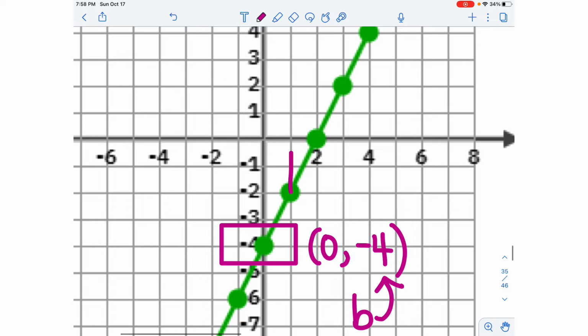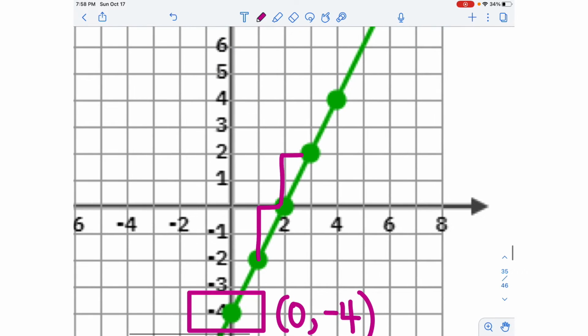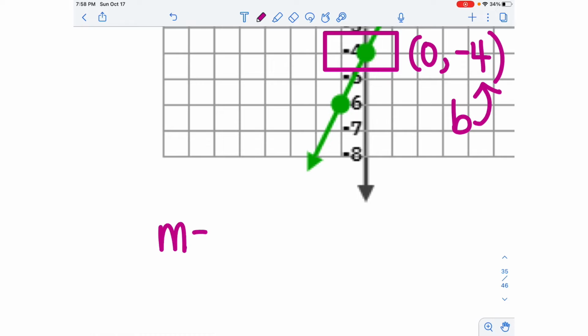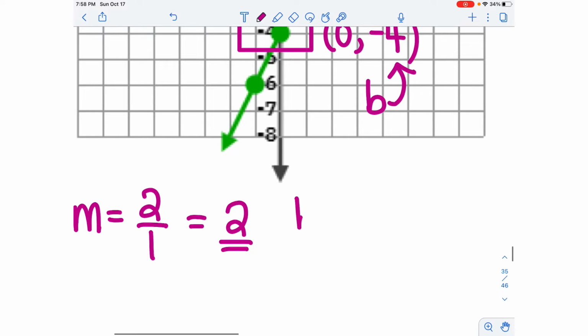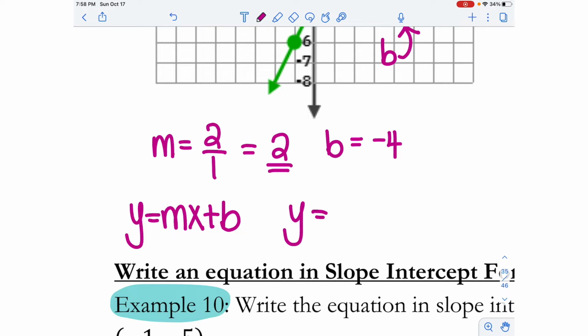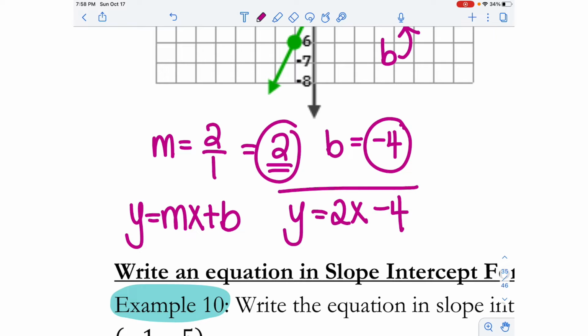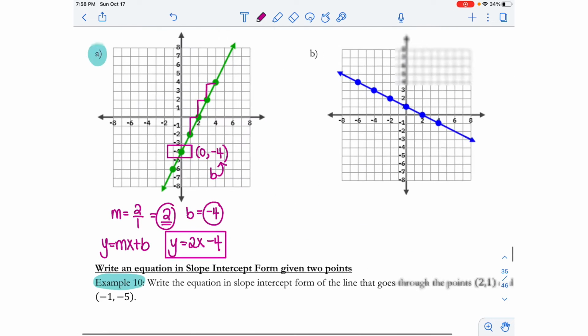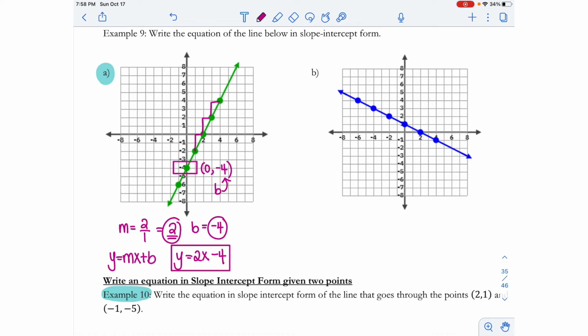And what's the slope? Up 2, right 1, up 2, right 1, up 2, right 1. So the slope is 2 over 1, which is just 2. The y-intercept is negative 4. And if I plug right into the formula, I get y equals, m is 2, 2x, b is negative 4. That's the answer. These should be quick problems. You should be excited when you see this problem because, oh sweet, this won't take me very long. I want you guys to pause this video and try example B, and check my answer key to make sure you got the right answer.